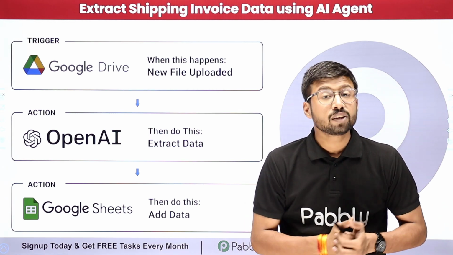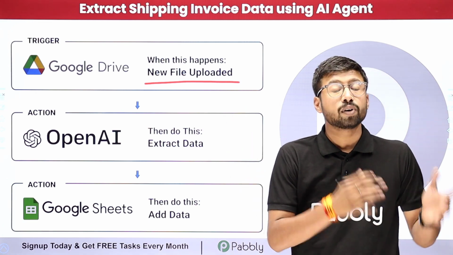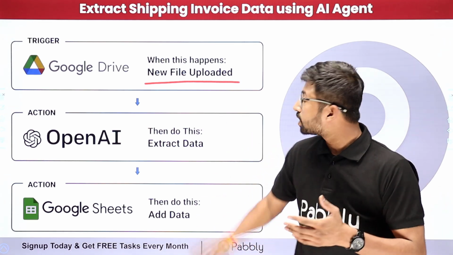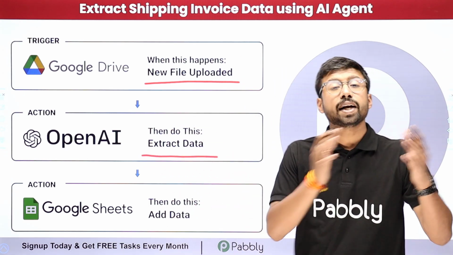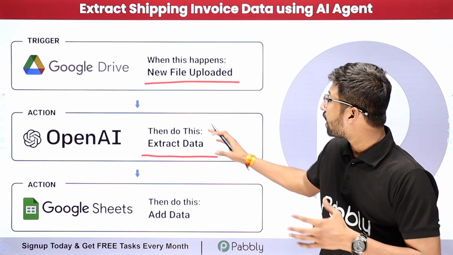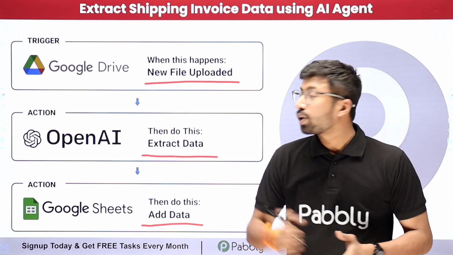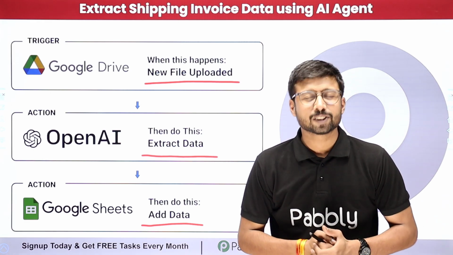Now this AI agent will get the PDF file of the shipping invoices from our Google Drive folder where we can upload it. After getting the PDF file of the shipping invoice, this AI agent will send the same file to OpenAI, and using OpenAI, it is going to extract the data out of it. And at last, this AI agent will add the same data in your Google spreadsheet. Now, if you want to know how you can build this AI agent all by yourself, let me just take you to my screen.